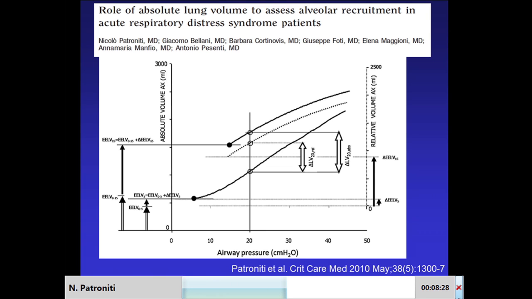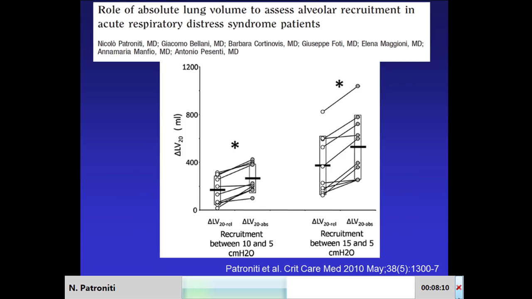And what was relevant for measuring the recruitment? Well, the dotted one is if we assume the same FRC. And this is if we use the correct FRC. And you see that there is a difference. You can see here the difference between 10 and 5 of PEEP or 15 and 5 of PEEP. And for some patients, this difference is more than 100%.